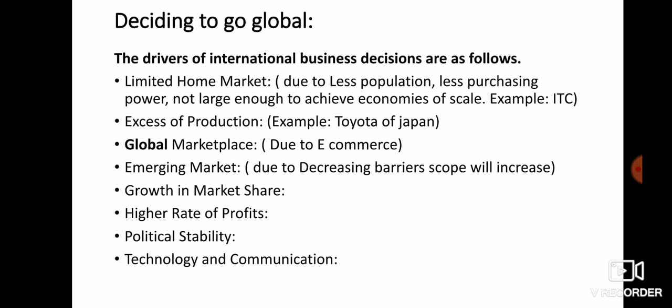Then technology and communication. This is also very important, and while we are entering the international business or the market of any other country, we have to observe these two. If the technology is good, then we can go for good promotional strategies, we can communicate in a better way with our employees, and we can communicate with the customers properly, and go for good CRM, customer relationship management, and so on.